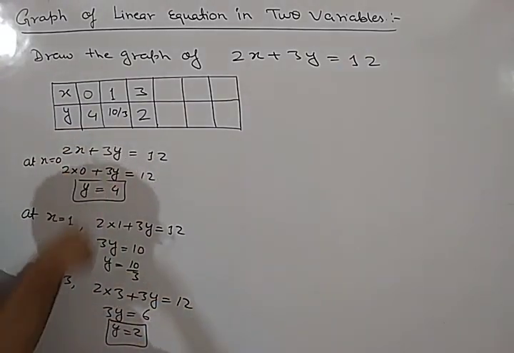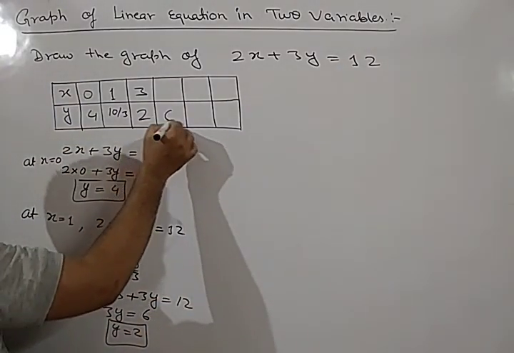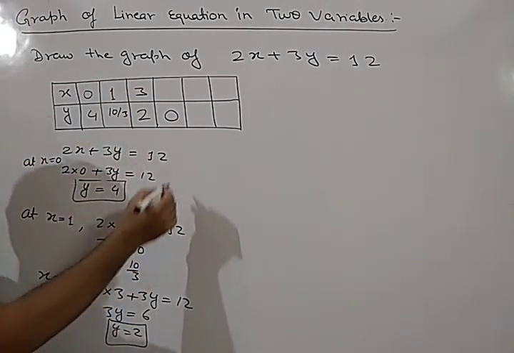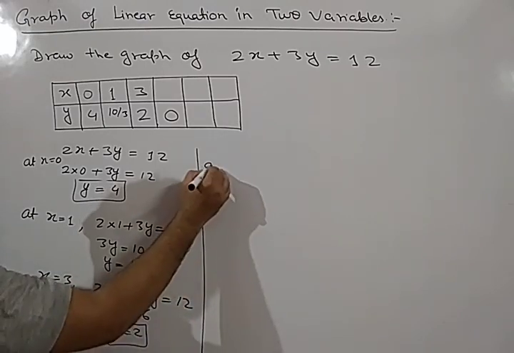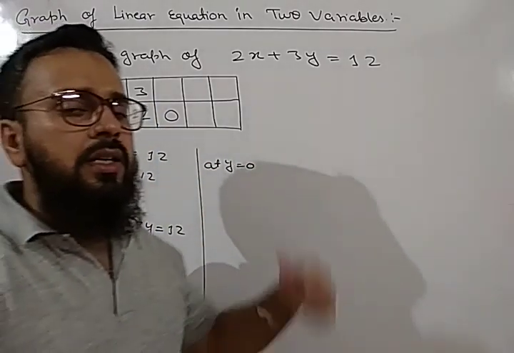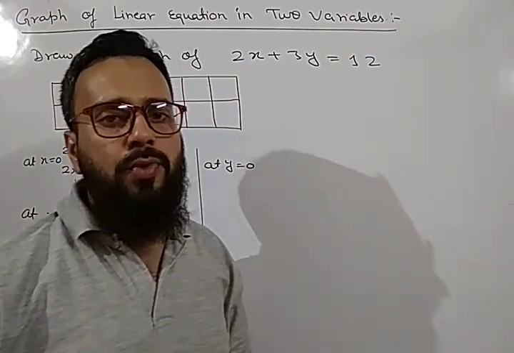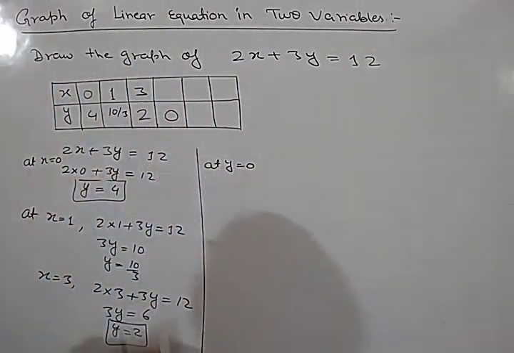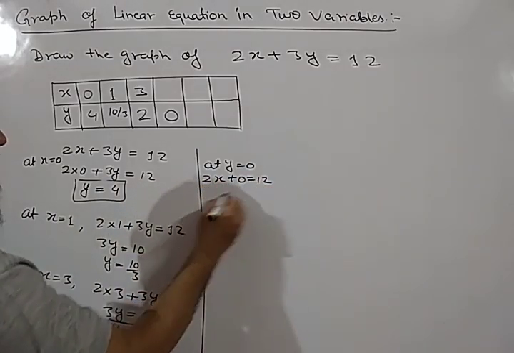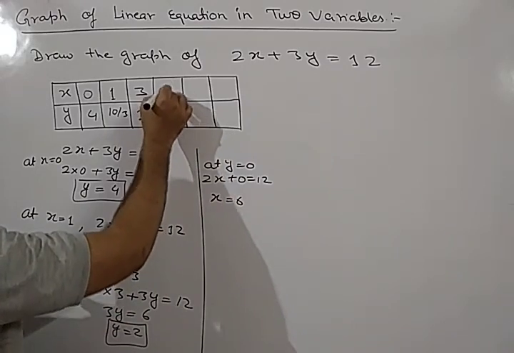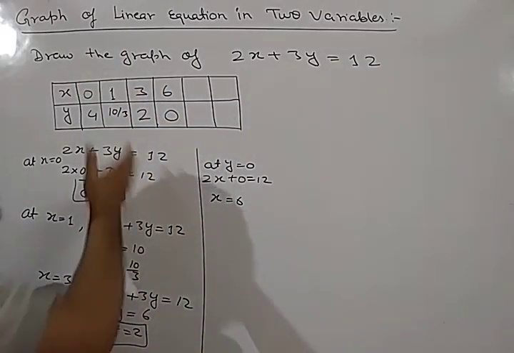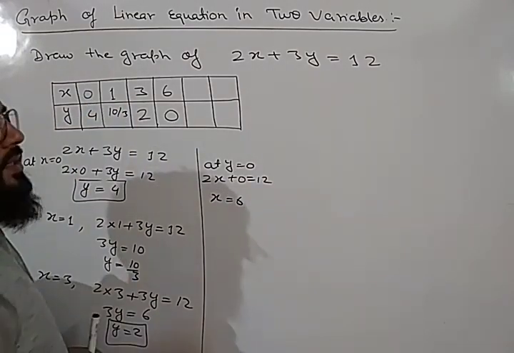Similarly, you put y equal to 0. If we put y equal to 0 in this equation, then what will happen? At y equal to 0, you can place the value of x as well as the value of y. Then at y equal to 0, it will be 2x plus 0 equal to 12. So x will be equal to 6. It means x is equal to 6. Clear? So these are some points. We have got 4 points.